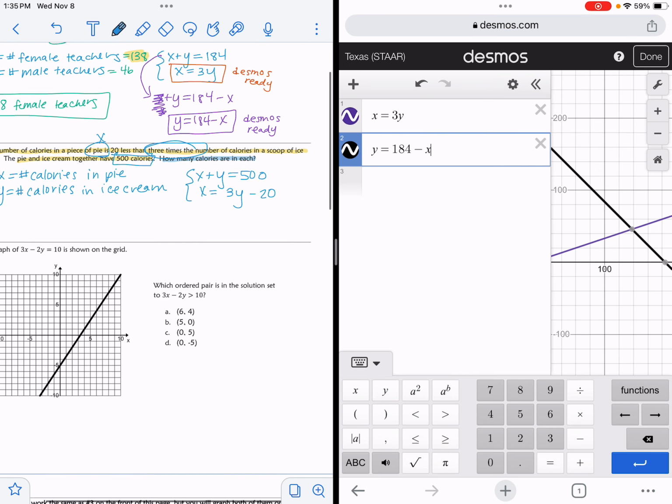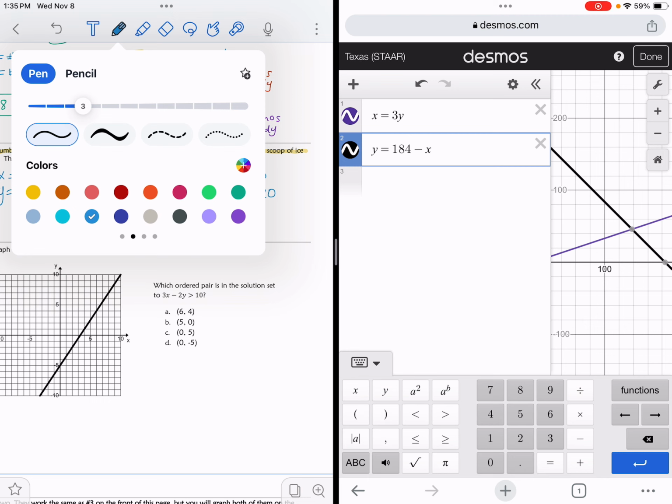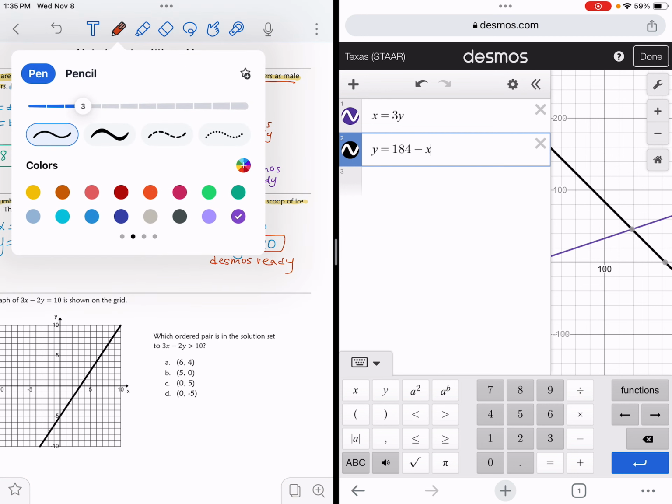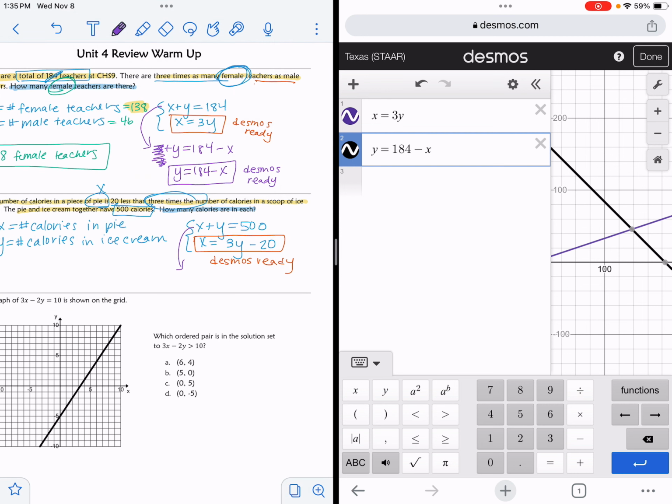And so this bottom equation is Desmos ready, because the x is already isolated. And then just like the last one, we can get the top equation Desmos ready by either solving for the x or the y. I'm going to solve for y just because I always have a habit of solving for y. And so y equals 500 minus x would be the Desmos ready.